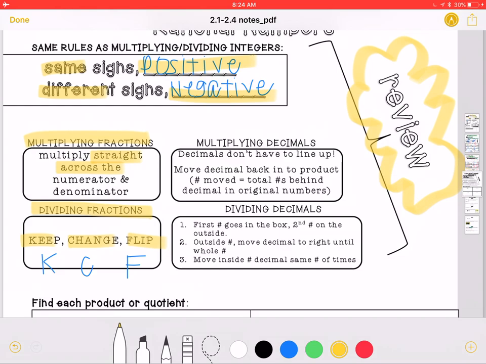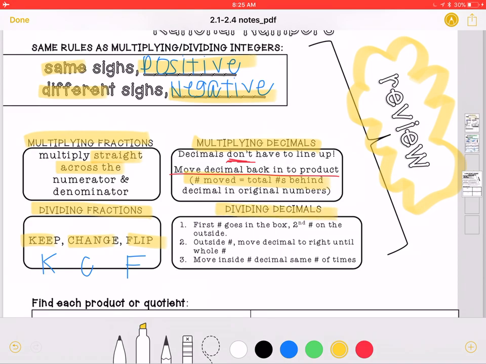What about if we are multiplying decimals? Remember, the decimals do not have to line up. We would just stack them. We'd multiply like we normally would, and then we're going to move that decimal back into the product. However many numbers there are behind the decimal point, that's how many we move it back in. And we'll review that in a few.